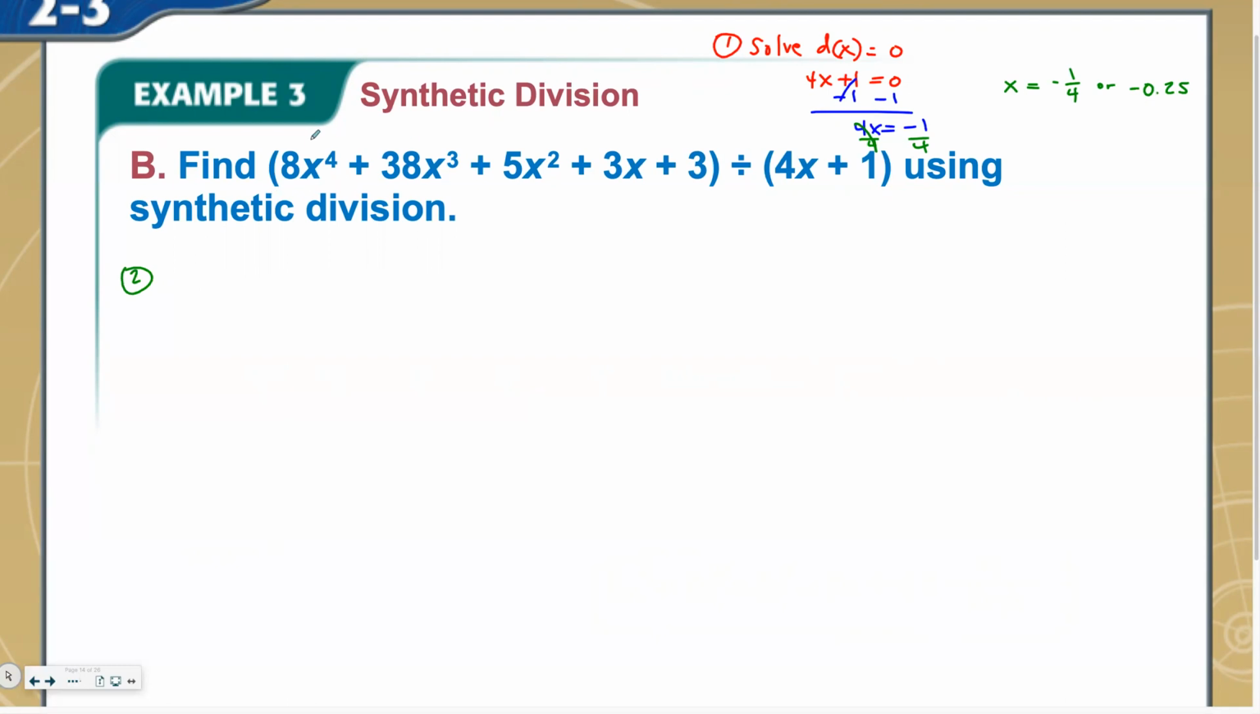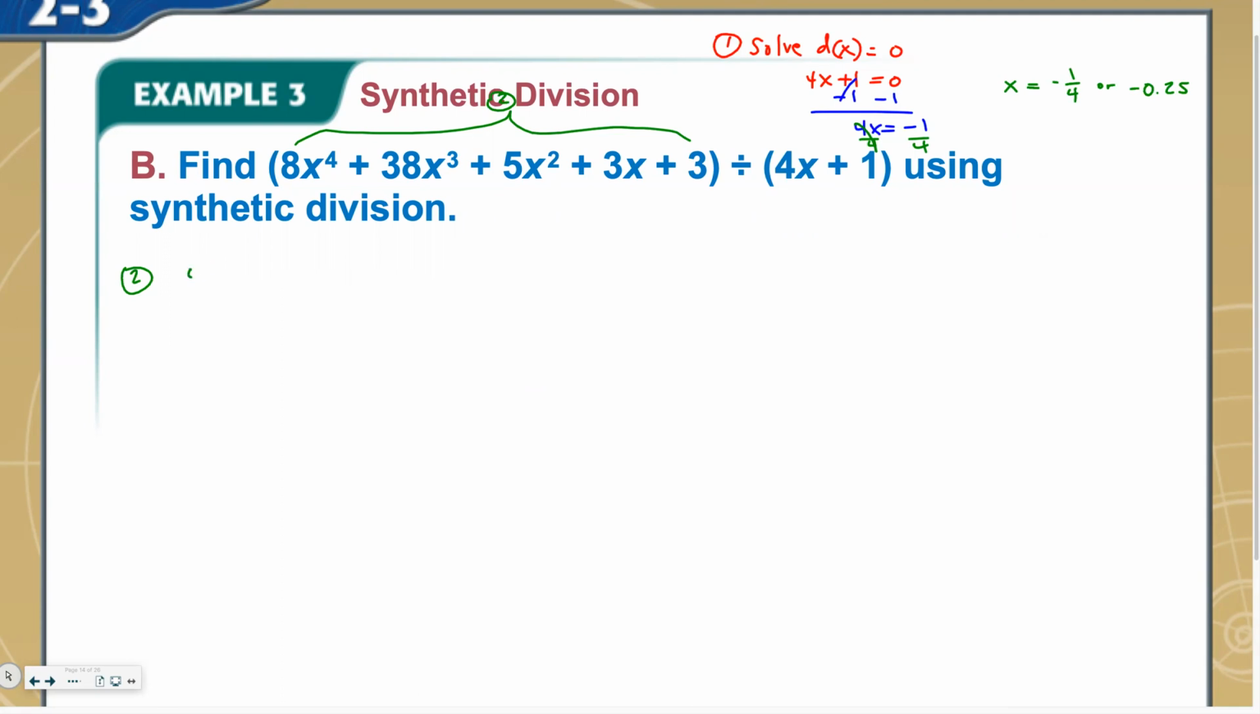Before I start doing step 2, you need to check if it has any missing powers. The leading term has a power of 4. Do I have a power of 3 present? Yes. Power of 2 present? Yes. Power of 1? Yes. And no x at all? Yes. By the way, if you were missing something, you would just put a 0 as a placeholder.